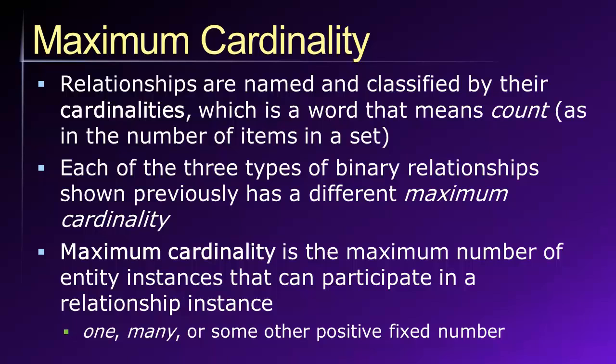The maximum and minimum cardinalities respectively allow us to specify the maximum number of instances of one entity that are allowed to participate in a relationship, and the minimum number of instances of an entity that must participate in a relationship. Maximum cardinalities are typically defined as one, many, or some other specific positive fixed number.